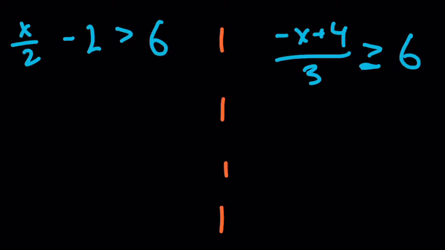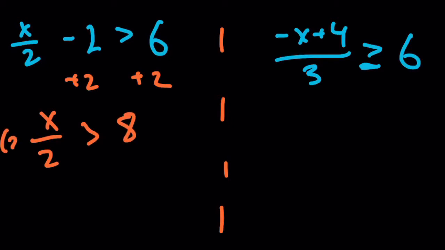So we'll do this first problem. X divided by 2 minus 2 is greater than 6. So we're going to simply add 2 to each side. X over 2 is greater than 8. Now we multiply by 2. X is greater than 16.